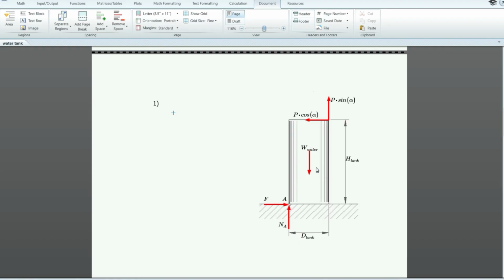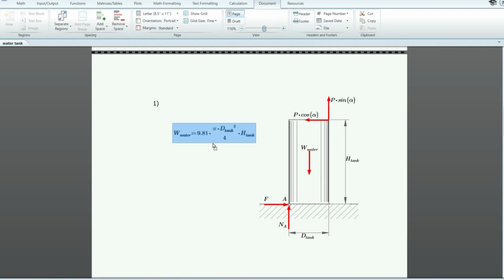Number 1 states that the tank is full of water. So that means the weight of water will be equal to the volume of the cylinder times the density of water, which is 9.81 kilonewtons per cubic meter. So this will be equal to 9.81 times the area of the base. That will be pi times the diameter of the tank squared divided by 4. That's the area of the base. We'll multiply that by the height, which is h tank.